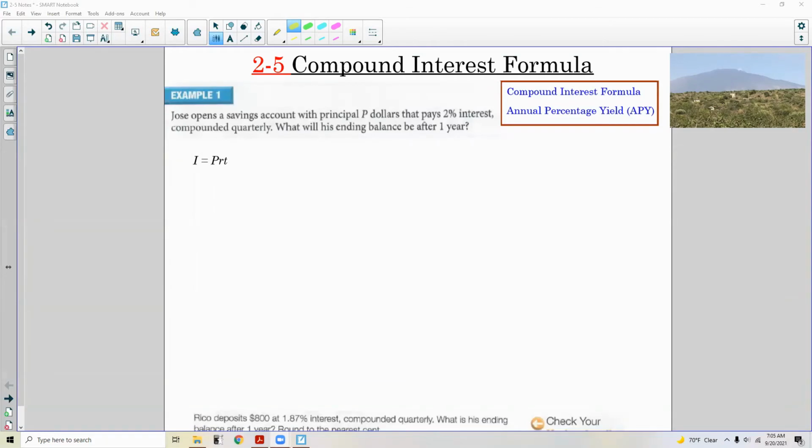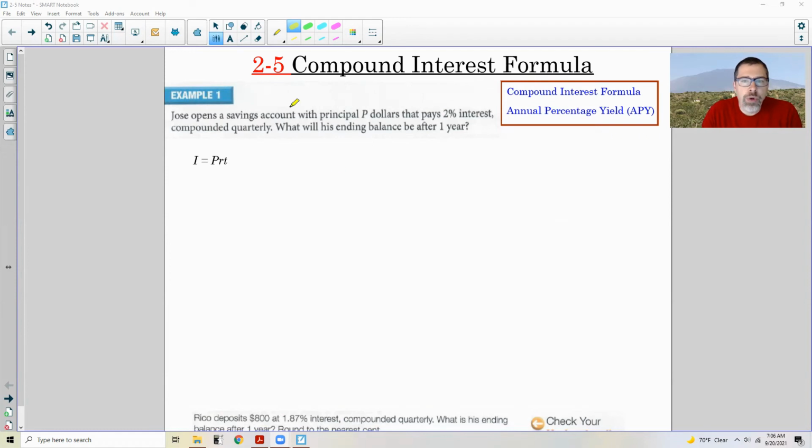Okay, chapter 2.5, compound interest formula. So there are only two vocab words. Compound interest formula, which is a formula where interest is going to get compounded, and we compound interest onto principal and interest, and that's why it's called compound. And then the annual percentage yield, APY, we'll get to as well.